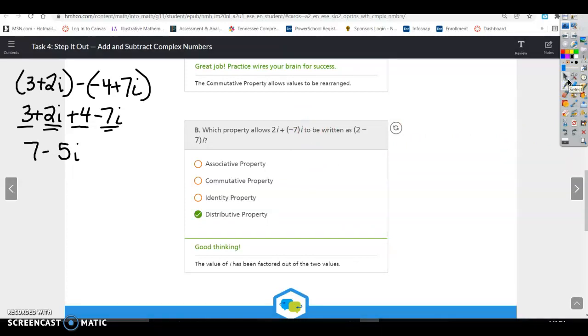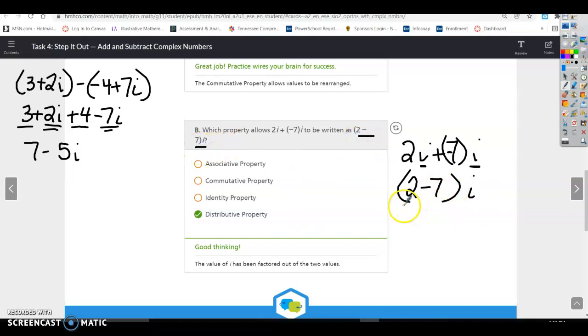So a little bit closer look at this. If I have 2i plus negative 7i here, to rewrite this as 2 minus 7 and pull out the i, so the i comes out, that's just distributive property, because if I put the i back in, it would be 2i minus 7i again. So we're using distributive property in reverse there. All right, that's all for task 4. If you have any questions, let me know.